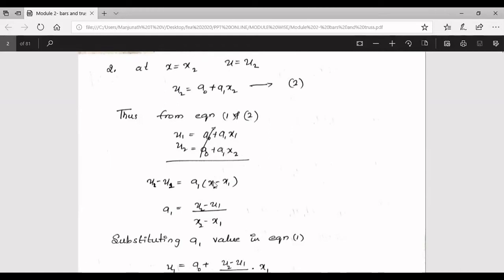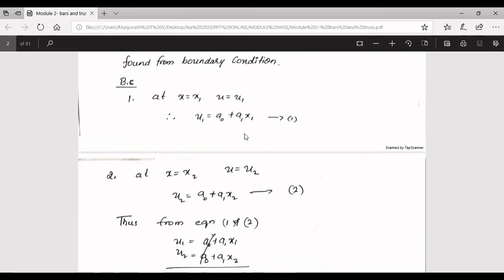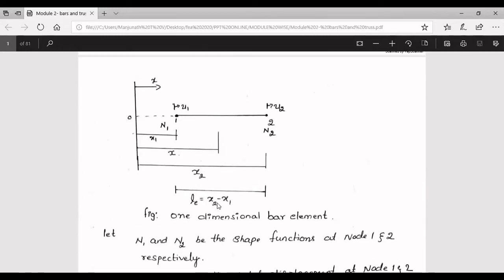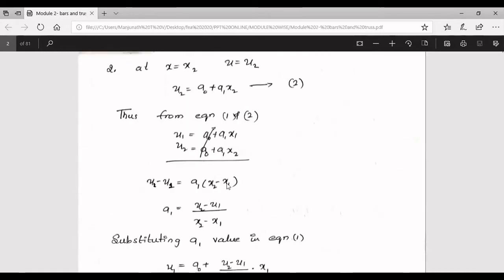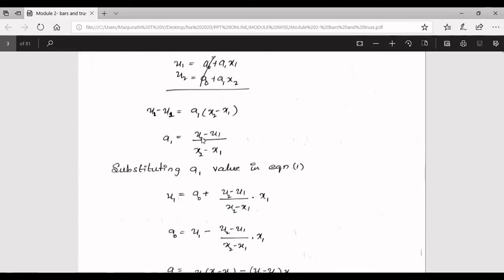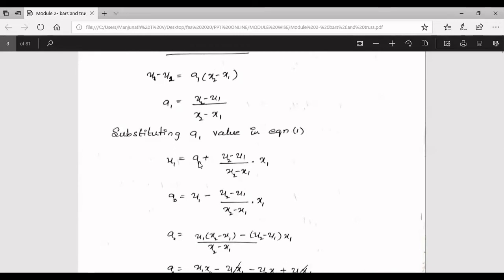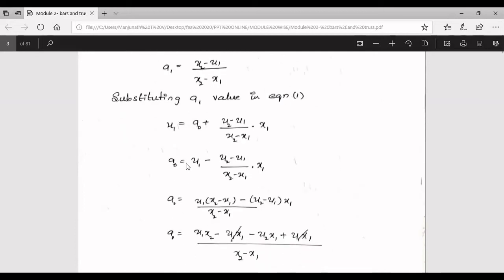Now we want x2 minus x1, which gives the element length, so we can directly write it as u2 minus u1, which is equal to a1 times (x2 minus x1). Now a1 becomes (u2 minus u1) divided by (x2 minus x1). Substituting the a1 value in equation number 1, we get u1 equal to a0 plus (u2 minus u1) by (x2 minus x1) into x1. So a0 is equal to u1 minus (u2 minus u1) divided by (x2 minus x1) into x1, as we substitute the a1 value.